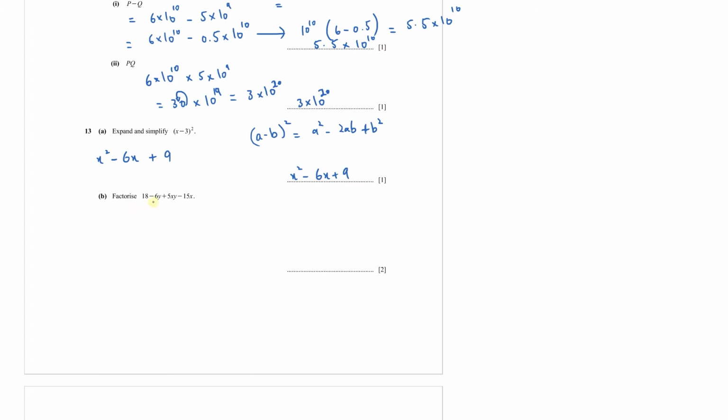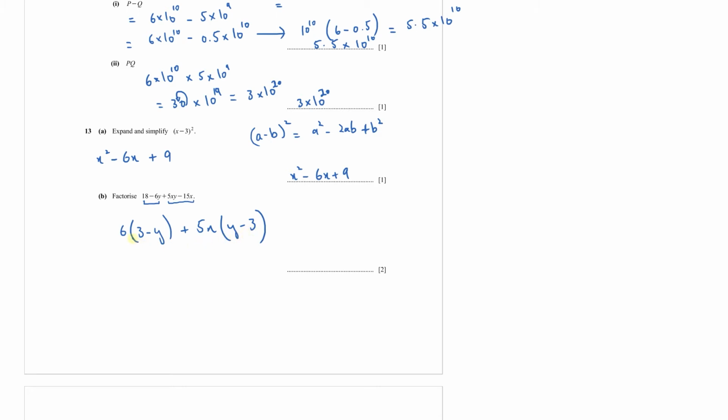Part B is you have to factorize this expression. So I can take 6 common out of these two, and I can take 5x common out of these two values. So let's factorize this. If I take 6 common, I get 6 into 3 minus y, and then I get plus 5x into y minus 3. So now I have 3 minus y here, but y minus 3 here.